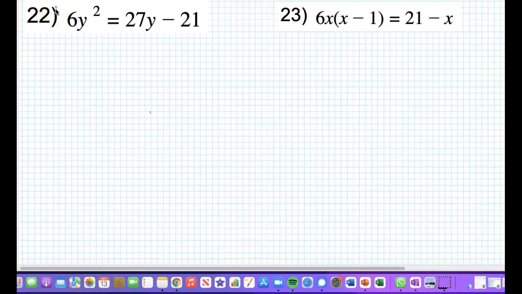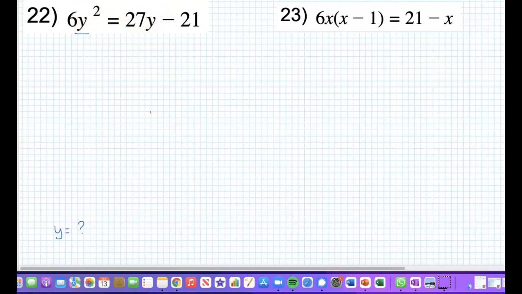All right, so we need to isolate y. We want to end up with y equals something. That's our goal here. How are we going to do that? It might be tempting to try to isolate y squared and then use the square root principle, but we have a y over here as well.